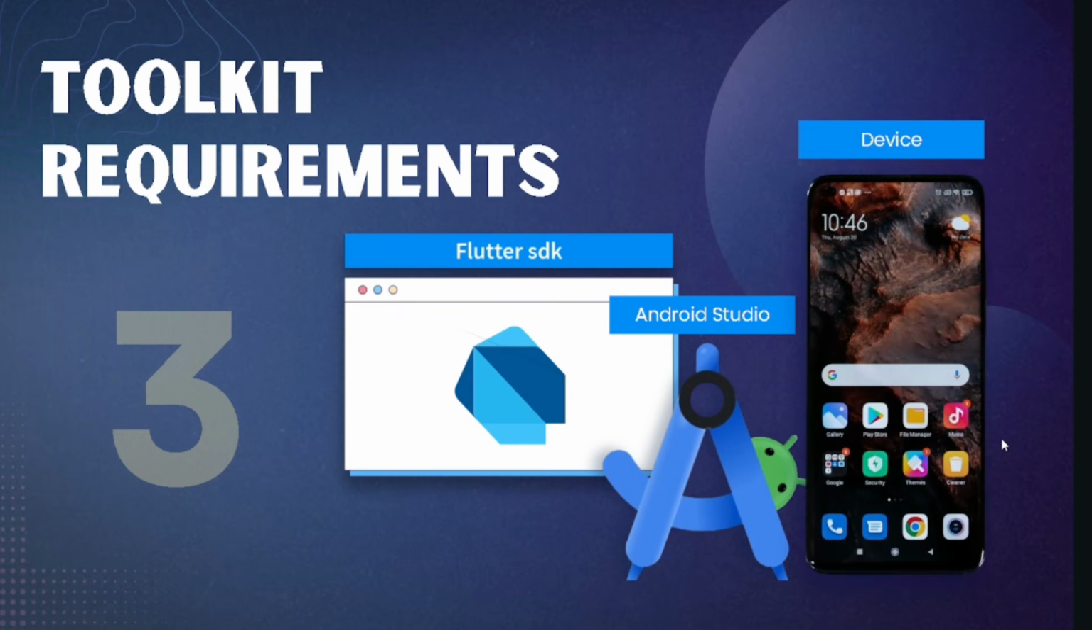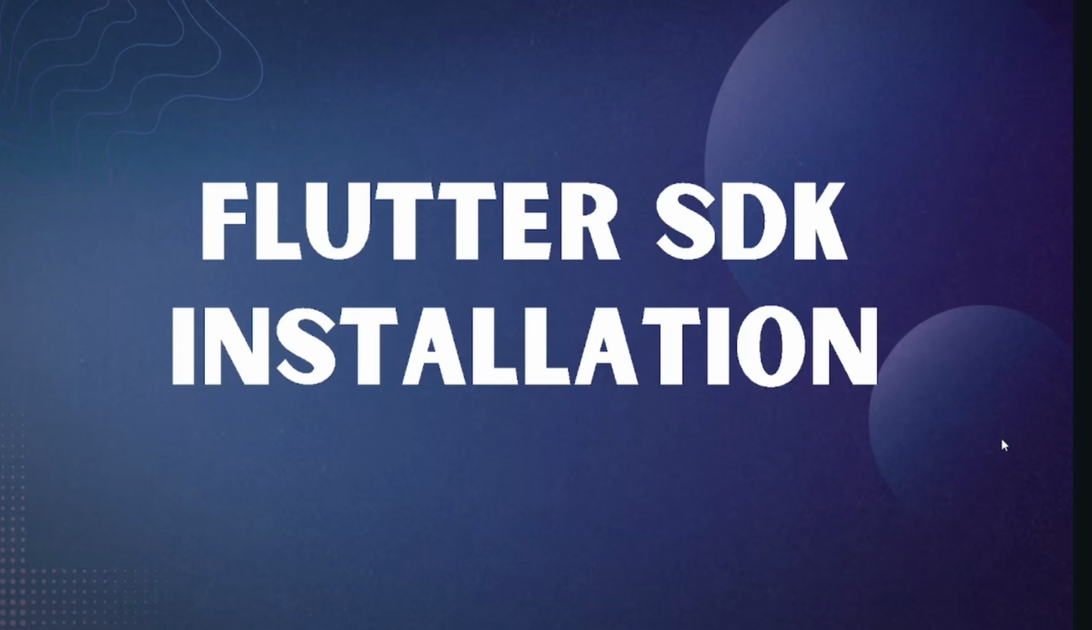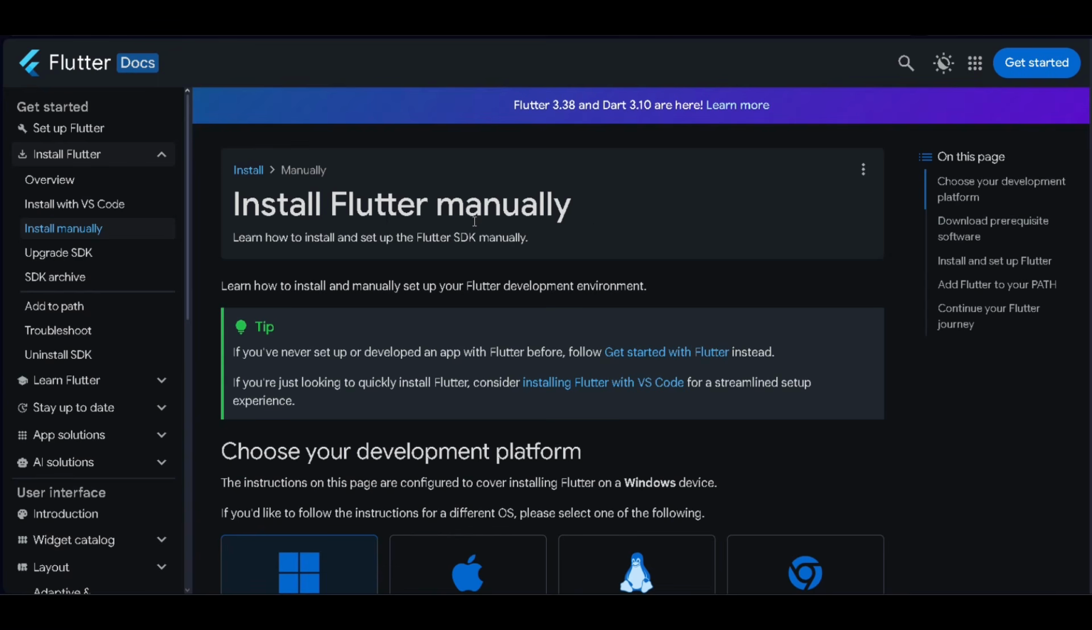Lastly, you will require a device to run our app on. I personally will be using a physical device, but you can set up a virtual Android device within Android Studio itself. Now, to begin, we need to install the Flutter SDK. Let's do that now. Now that we've looked at Flutter, we will proceed to install the SDK.